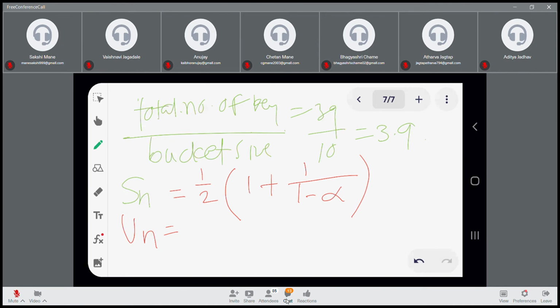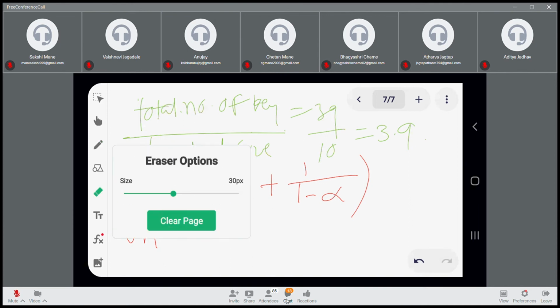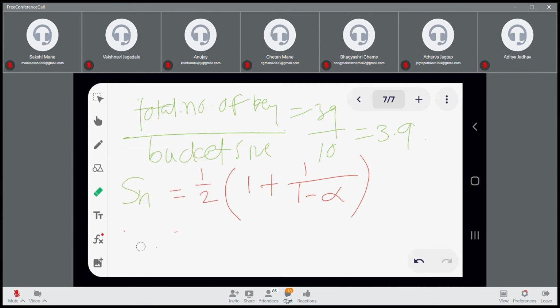Load density is N divided by B, that is 12 by 10, that is number of keys upon total number of buckets. So it is 1.2. So can you calculate this? Sn is equal to 1/2 in bracket 1 plus 1 divided by 1 minus 1.2. It is 1/2, 1 plus 1 divided by minus 0.2.